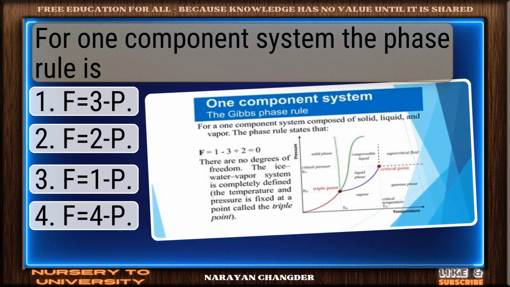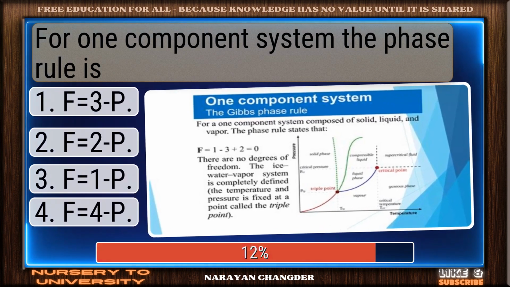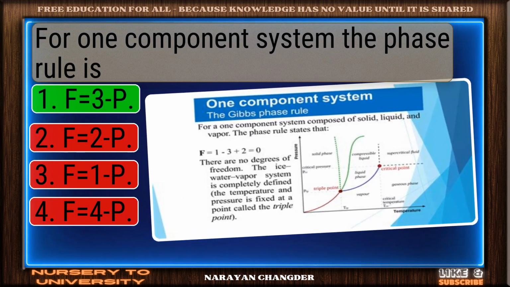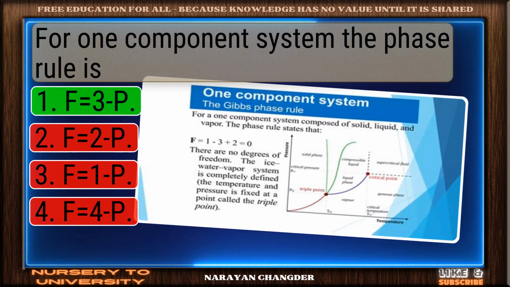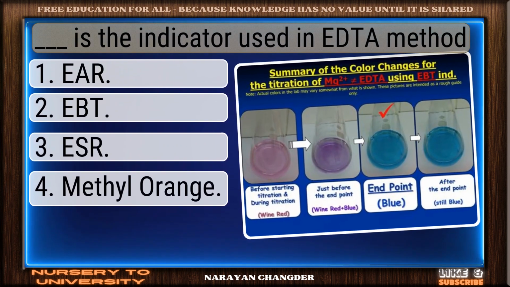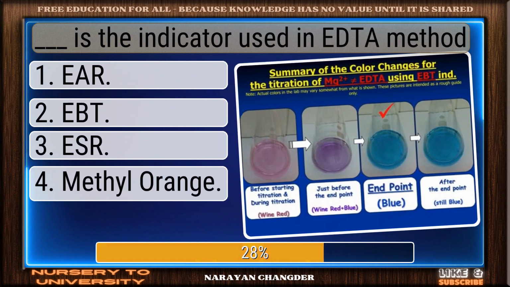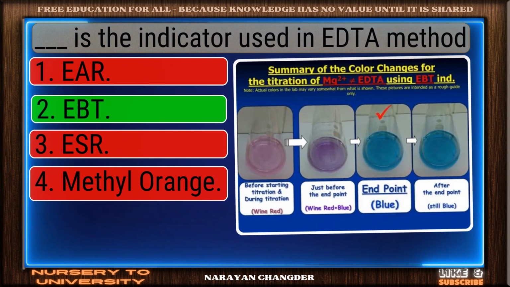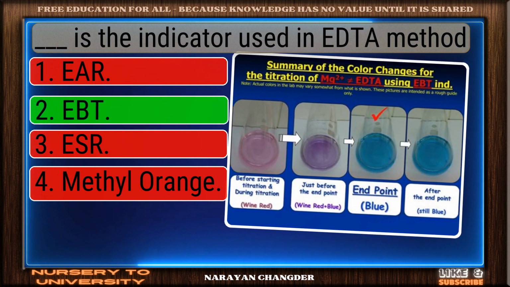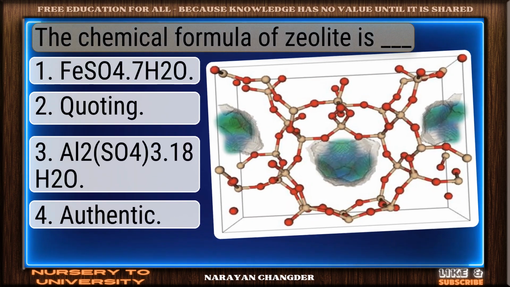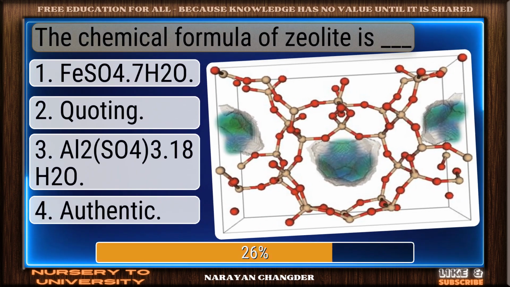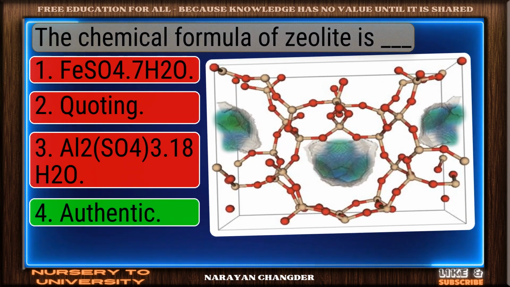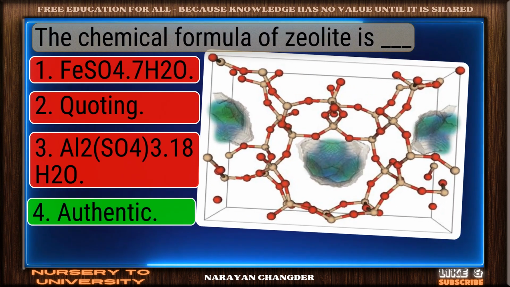For one component system, the phase rule is. Correct. F equal to 3 minus P is the right answer. Dash is the indicator used in EDTA method. Excellent. EBT is a brilliant choice. The chemical formula of zeolite is dash. Smart pick. Authentic is the correct choice.